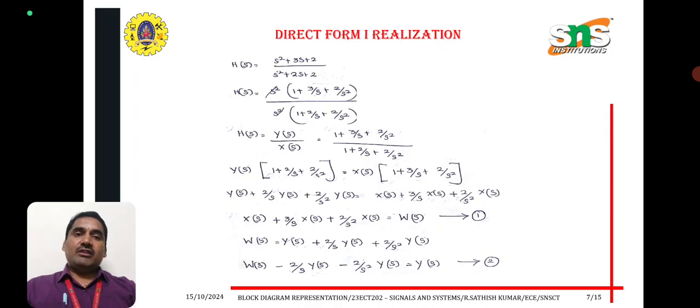Let the output of the first stage be W of s. Therefore, X of s plus 3 by s into X of s plus 2 by s square into X of s is equal to W of s. Therefore, W of s is equal to Y of s plus 2 by s into Y of s plus 2 by s square into Y of s. Now we can take Y of s common, which gives Y of s is equal to W of s minus 2 by s into Y of s minus 2 by s square into Y of s.